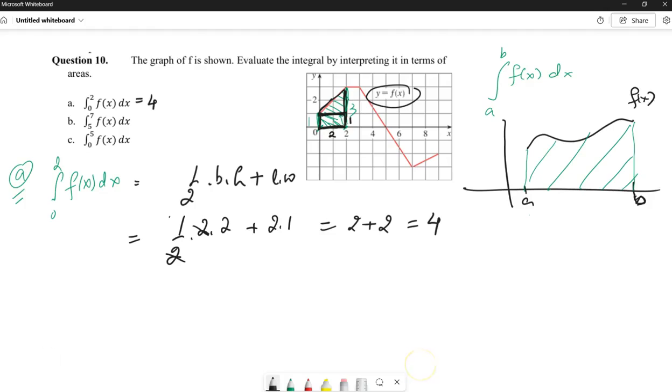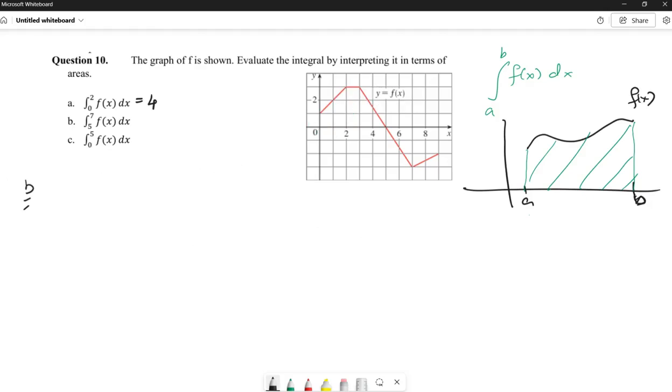So you can either use the trapezoid area formula or divide the shape into a triangle and a rectangle and find the area. Both work fine. Let's work on part B. It is the integral of the function from 5 to 7. 5 is somewhere here, and 6, and this is 7. So from 5 to 7 the graph goes below the x-axis.